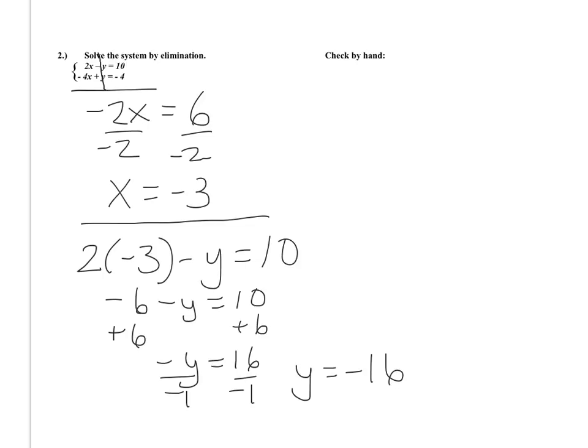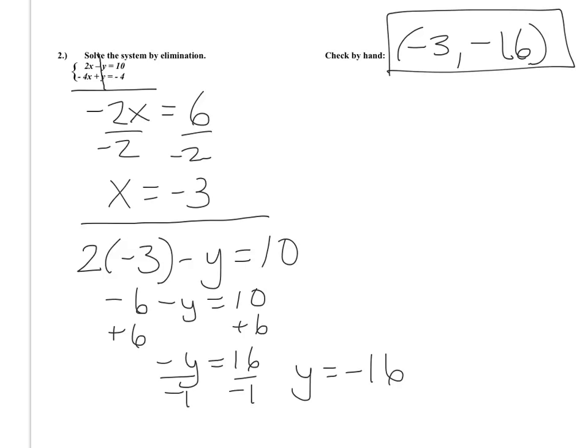And so now my answer is an ordered pair. So I'm going to write my answer as -3, -16. And so that's my answer, and now I have to check it. So I'm going to plug it into the first equation. So my first equation is 2x minus y equals 10. So I'm going to do 2 times -3 minus -16 equals 10.